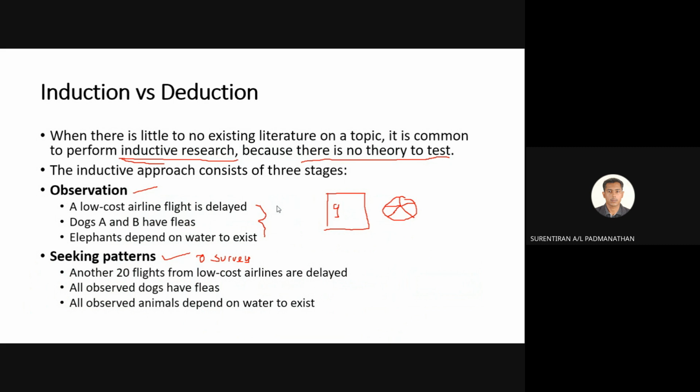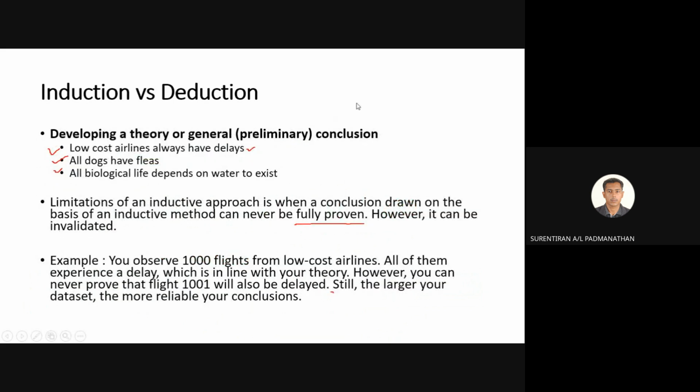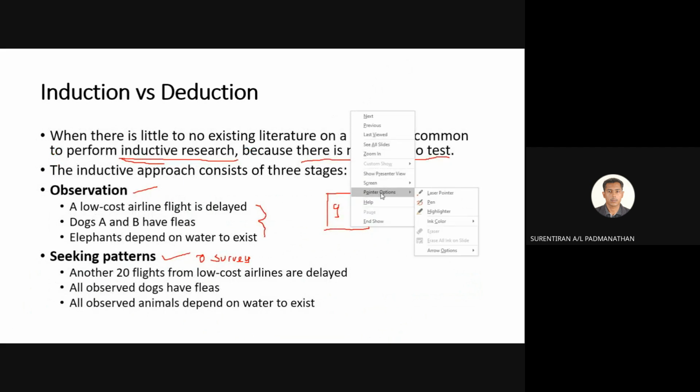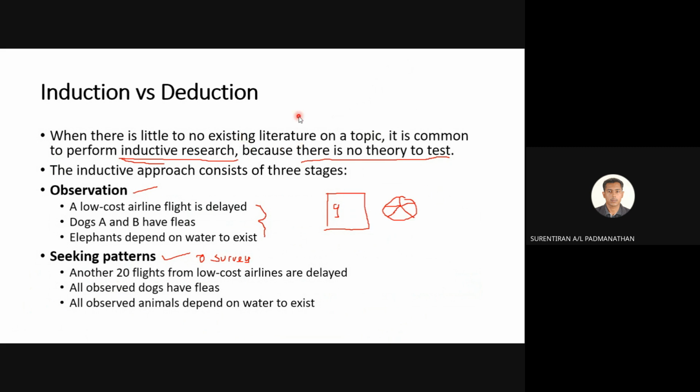So when there is little to no existing literature on a topic, it is common to perform inductive research. Okay, so let's say, for example, you have some idea, but there is not much literature available on the topic that you want to do research on. So usually it is common to perform inductive research because not much literature is available, right? Because there is no theory to test actually.